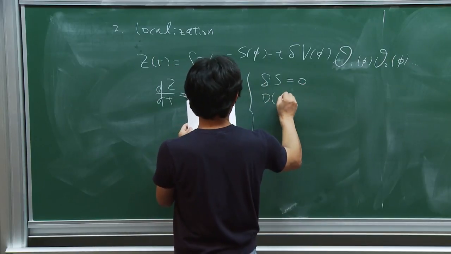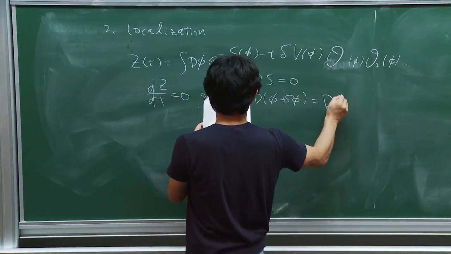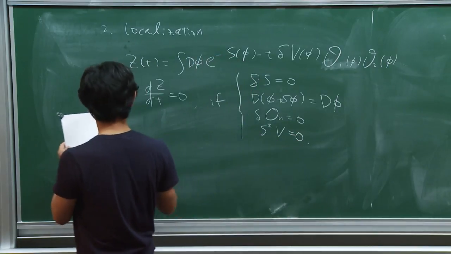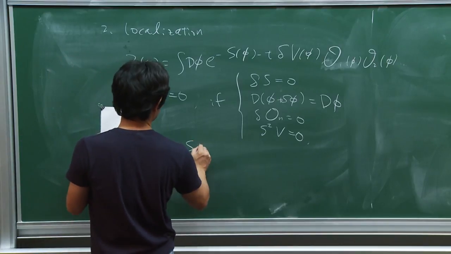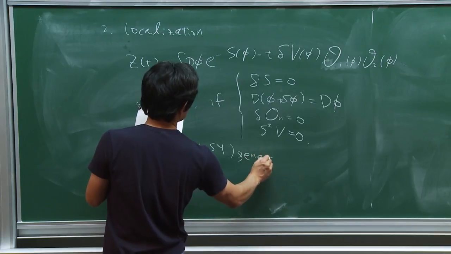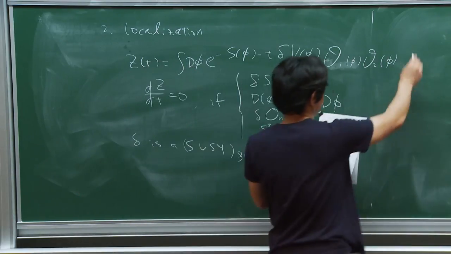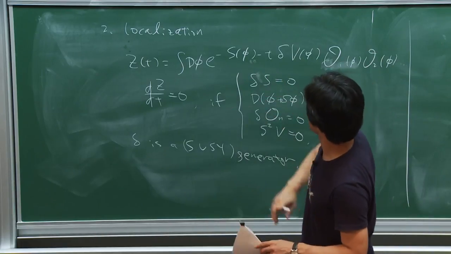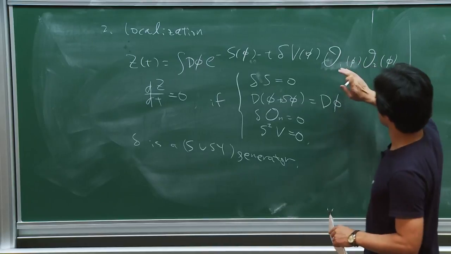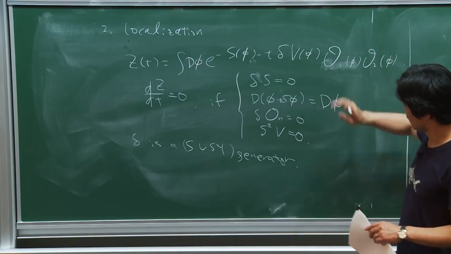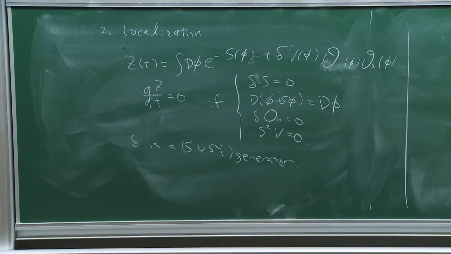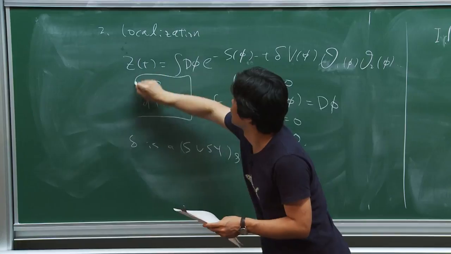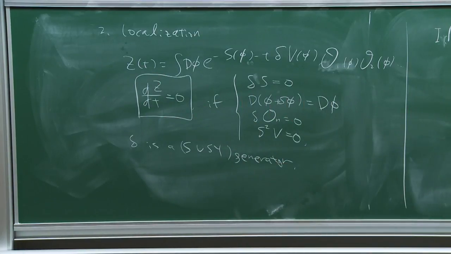I will summarize what conditions the localization needs to work. If these conditions are satisfied, the action is invariant, there is no anomaly, this is Q-closed, supersymmetry invariant, and also delta V is invariant. Okay, this is the condition. And then we can say that this Z is t independent.